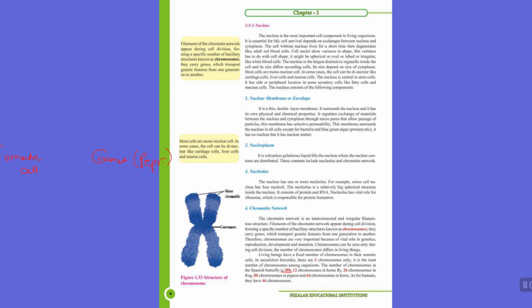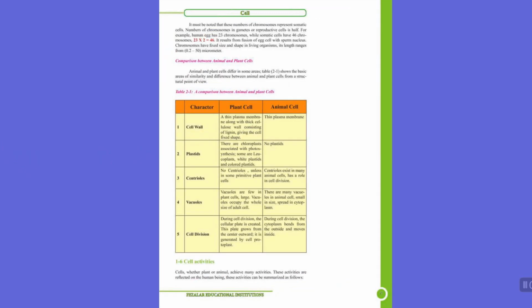There are 12 chromosomes in the housefly, 26 in the frog, 80 in the pigeon, 64 in the horse, and 46 for humans. This number is not to memorize, but we need to know it. Maybe we need the number of chromosomes just in humans. It must be noted that this number of chromosomes represents the somatic cells. The number of chromosomes in gametes, or reproductive cells, is half.